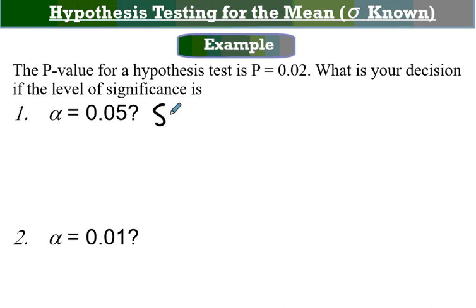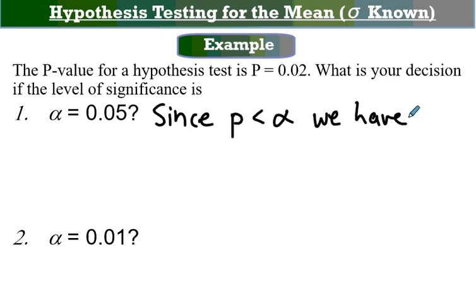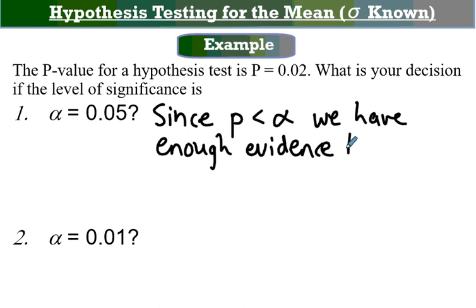So we would say since p is less than alpha here, because 2% is less than 5%, we have enough evidence to reject the null in favor of the alternative. We observed something that was unusual, rare enough.